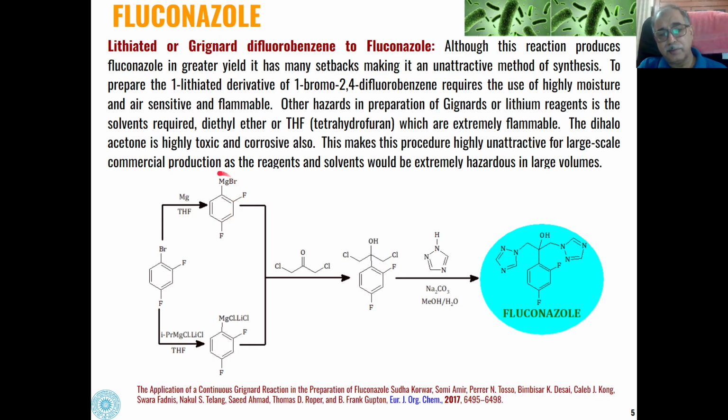2,4-difluorobenzene magnesium bromide is reacted with 1,3-dichloroacetone, and we will get the corresponding product. We know the ketones on reaction with Grignard reagent are converted into the corresponding alcohols, and then this chlorinated alcohol will react with two molecules of triazole. Again, one will attack here as a nucleophile, with chlorine being the leaving group, and again the second molecule of triazole will attack this with the elimination of halogen, and we will get fluconazole as the product.